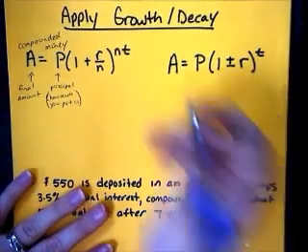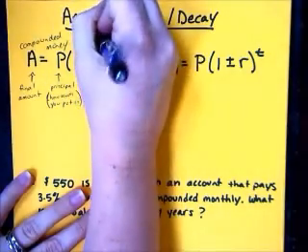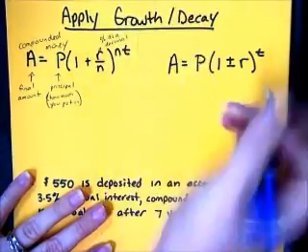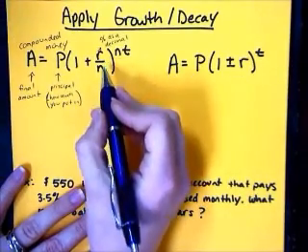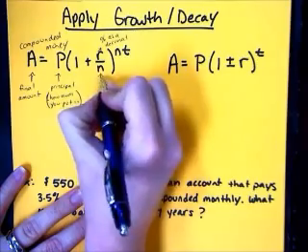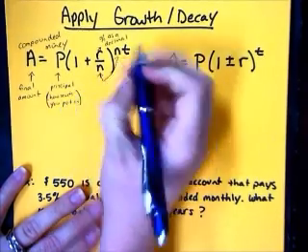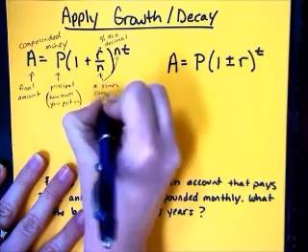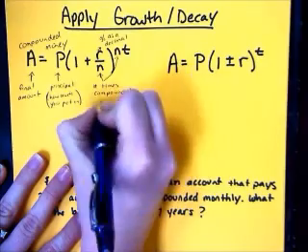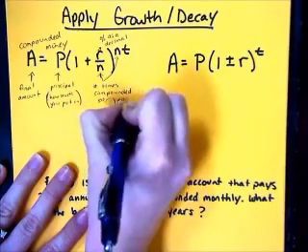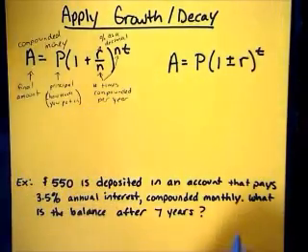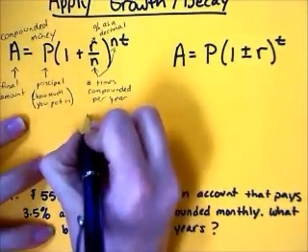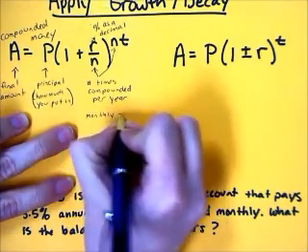1 is just the number 1 because that stands for our 100%. Rate is your percent as a decimal. Okay, so R stands for rate, which is your percent. You want to write it as a decimal. N, which is here, and it's also here, is the number of times compounded per year.